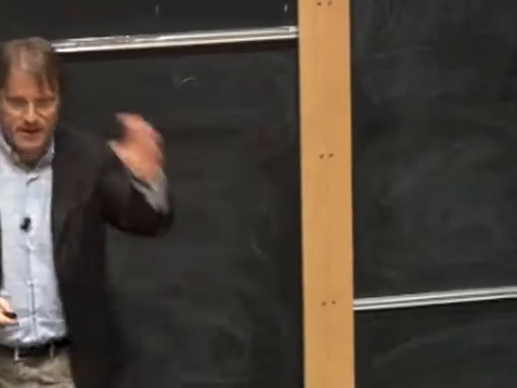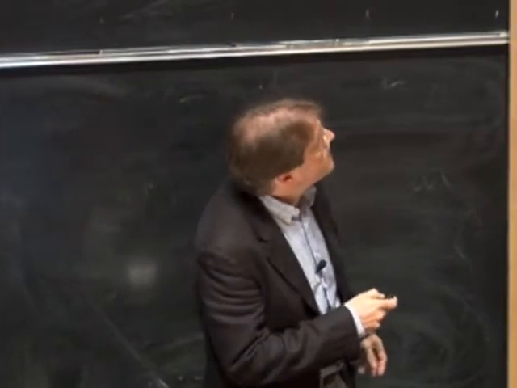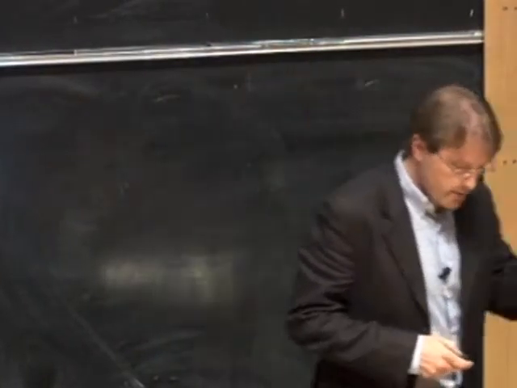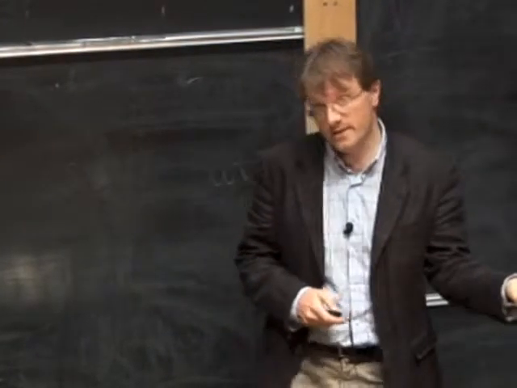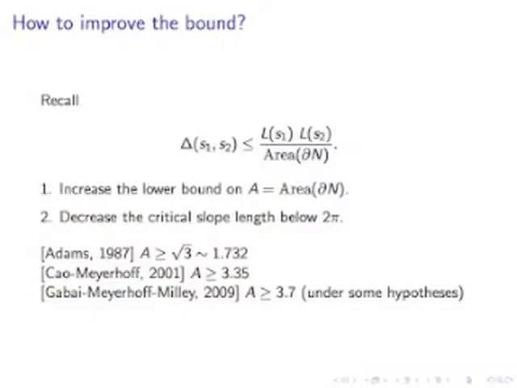And how are we going to improve that bound? How are we going to get from 48 down to 10 using this method? The key is this inequality here: if you want to bound the number of slopes, one way of doing it is to bound that intersection number. And one way of bounding the intersection number is to say that it's at most the slope length of each one divided by the area. So one way of improving the bound on the intersection number is to increase the lower bound on area, currently √3/2 coming from the hexagonal packing, or to decrease the critical slope length below 2 pi.